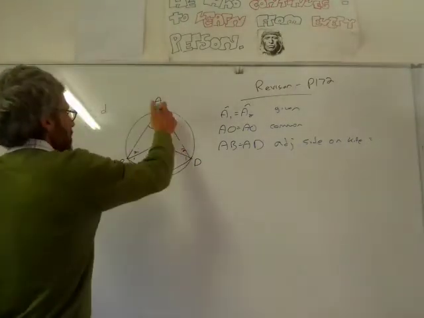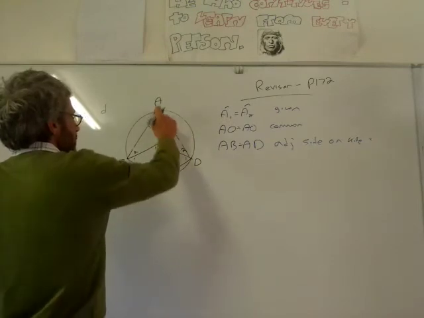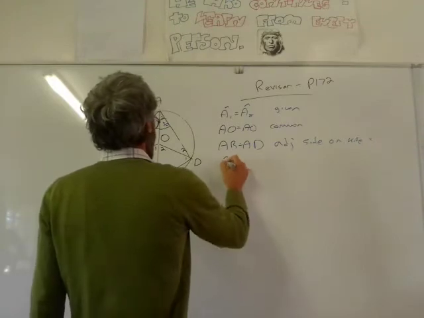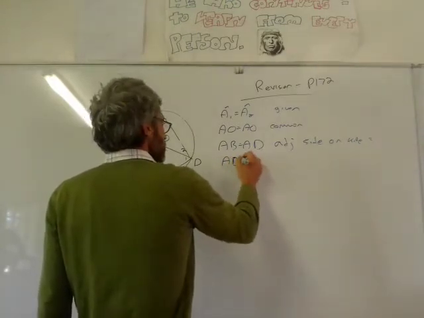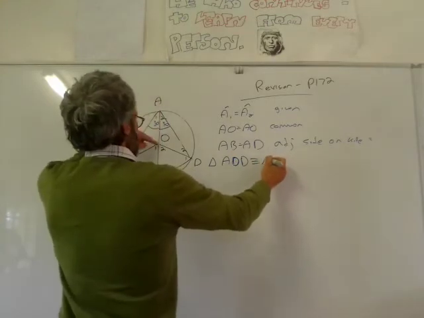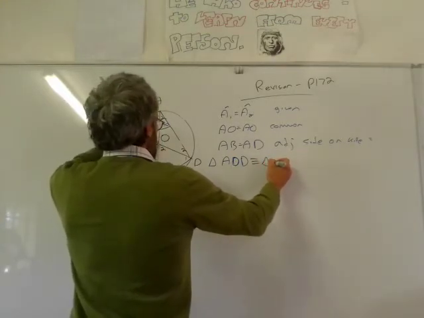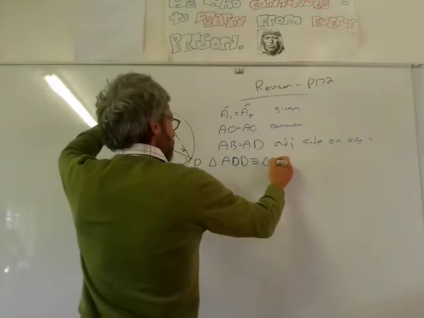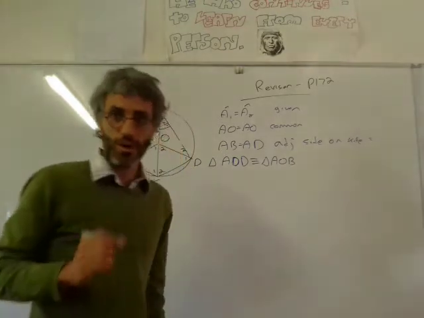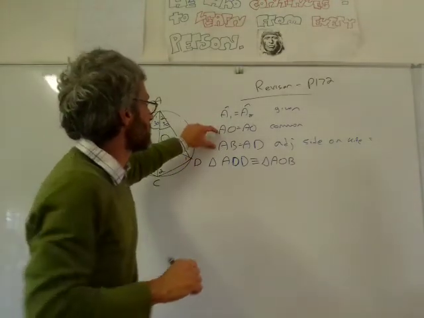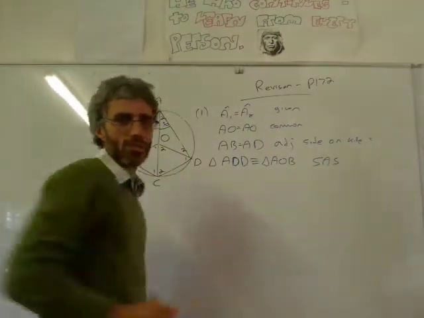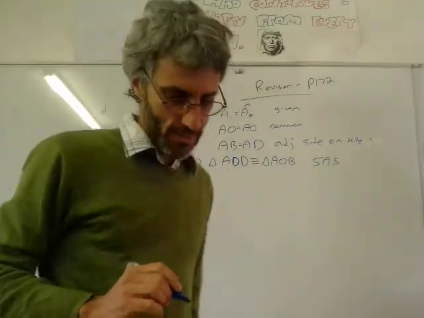So now I've got a side, an angle, and a side. The angle is sandwiched between the two sides, so I can say triangle AOD is congruent to triangle AOB. It's very important to write in the right order. And give the reason. What did we find? Side, angle, side. So I need to write SAS. So that's the first part, and that was actually the hardest bit.